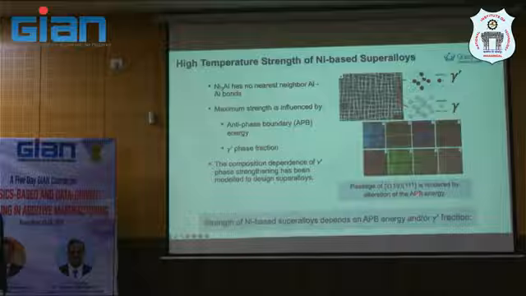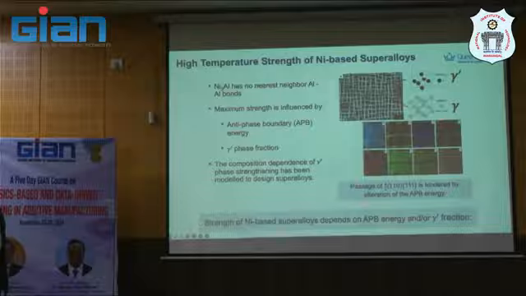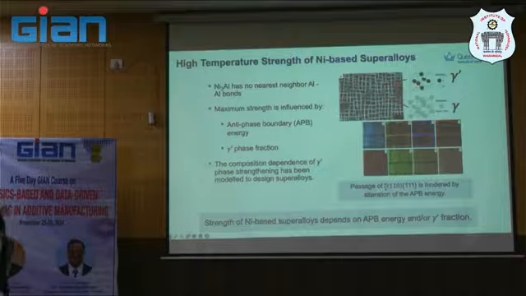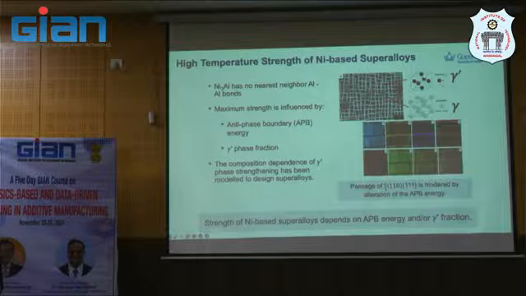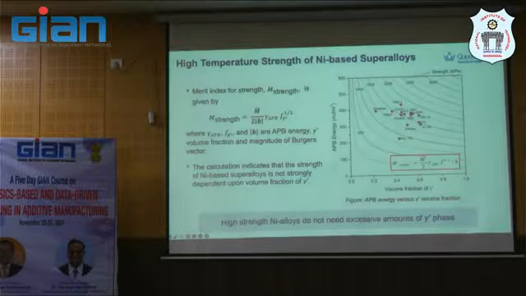slip system is APB, antiphase boundary energy, will be on this slip plane here, and the composition dependence of gamma prime actually has been very important to the strengthening of the material, and that's why this will be considered in the alloy design cycle as well, the strength of material. And then we identify the strength of material using these indexes.